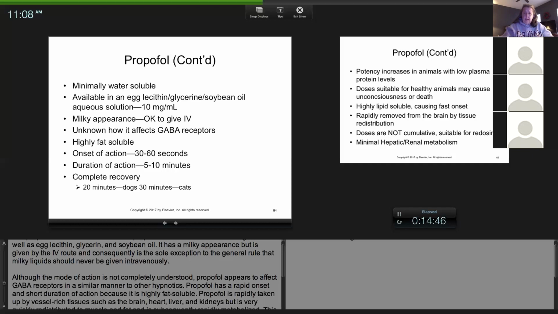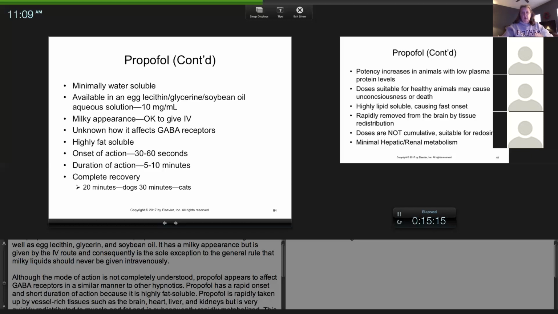It works on the GABA receptors. And if you remember the GABA receptors in the nervous system, which kind of initiate that parasympathetic effect, they're not quite sure, but that's where it has its effect, at those receptors, and it's going to bring them to an unconscious state. And because of the oil base and that it's not water soluble, it is highly fat soluble. So it likes fatty tissue, which I'm going to talk about.